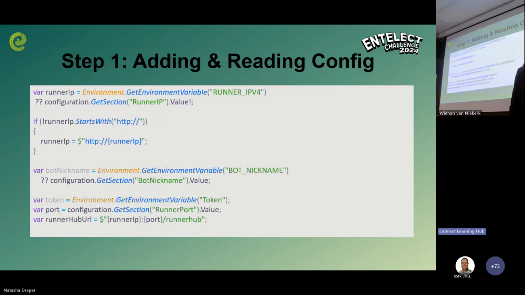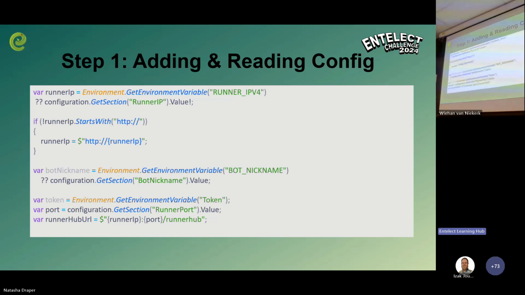Then we're going to get the runner IP from the environment variable RUNNER_IPV4. The reason for this is that if you submit your bot, it's going to be run in our cloud infrastructure, and it's going to have that variable set, pointing it to the game engine, because it obviously won't be running locally in the cloud. If we don't have that, since we're running it locally now as well, we're just going to get the configuration variable. Then we're going to check if it starts with HTTP, because it doesn't always. And if it doesn't, we're going to prepend HTTP onto the beginning.